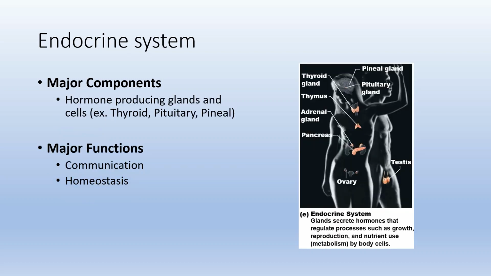We have the endocrine system. The endocrine system is comprised of different glands and cells that produce hormones. For example, the thyroid gland in the neck, the pituitary gland in the brain, as well as the pineal gland, which is also found in the brain. The endocrine system functions the same way as the nervous system. The nervous system and the endocrine system work hand in hand to allow for communication throughout the body, as well as maintaining homeostasis.